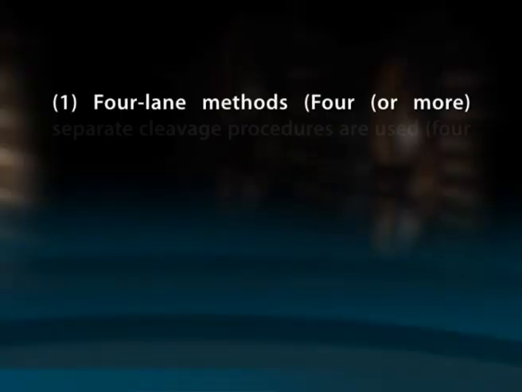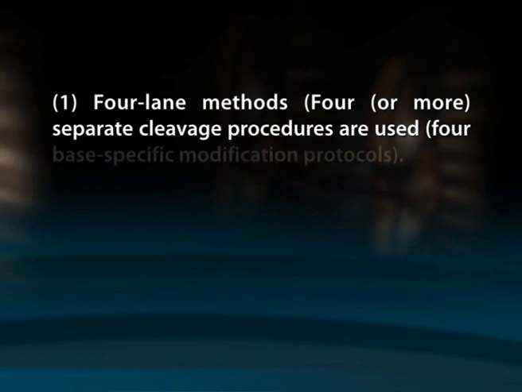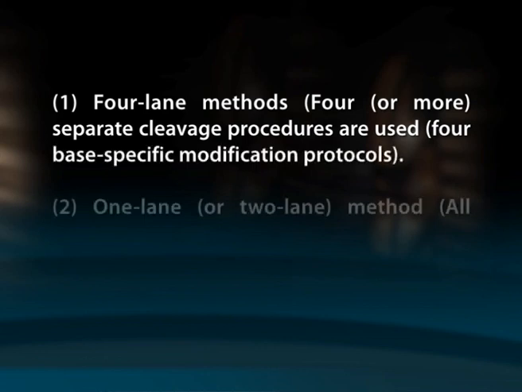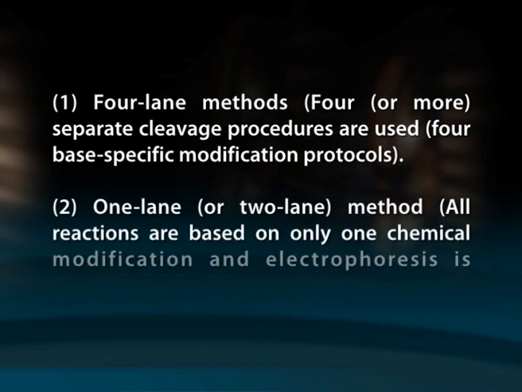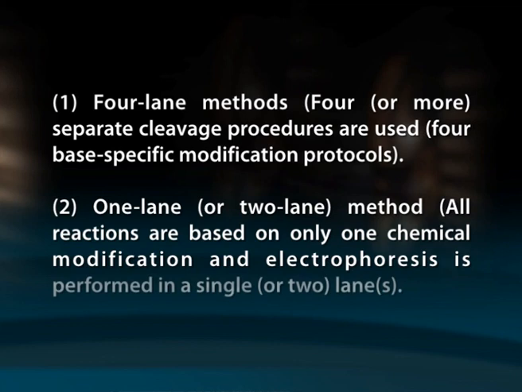They can be separated into 2 different groups. 1. 4-lane methods, where 4 or more separate cleavage procedures are used and the information is displayed in 4 or more parallel gel lanes, and 2. 1-lane or 2-lane methods, where all reactions are based on only one chemical modification and electrophoresis is performed in a single lane or 2 lanes.